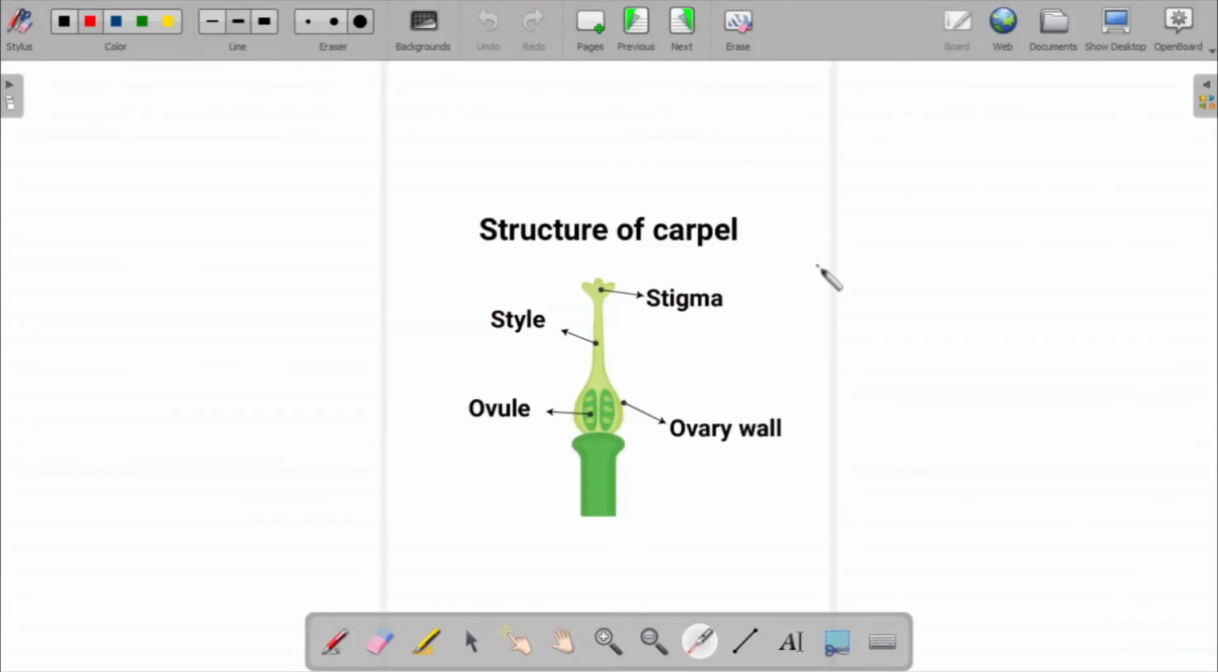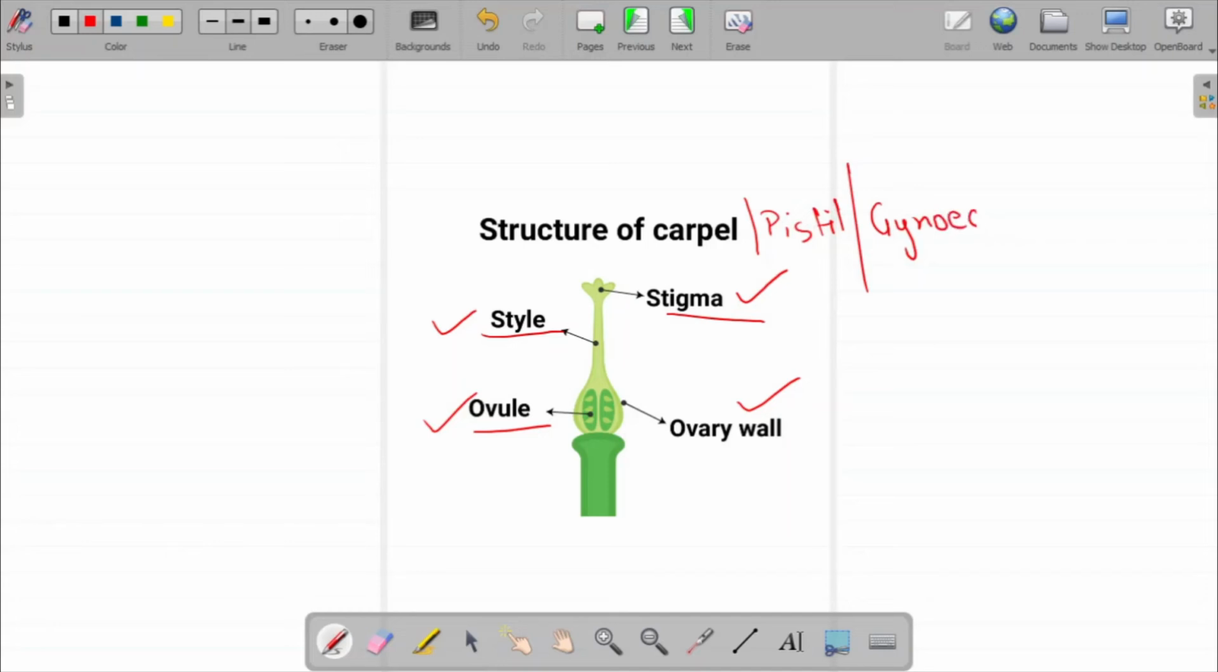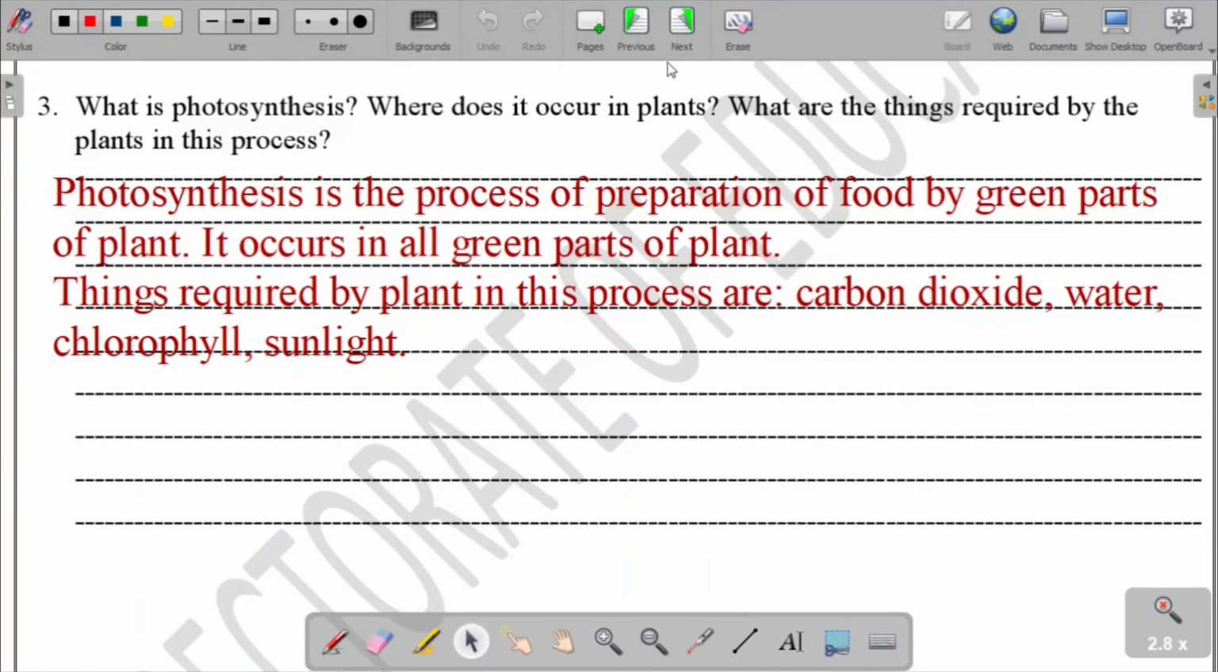Okay, so this is the basic diagram of a pistil or gynoecium. What does it have? It has stigma, style, ovary and ovary wall. So these are the three basic parts of carpel, or we can call it pistil, or it can also be called gynoecium. Okay, so let us move ahead to the next question.